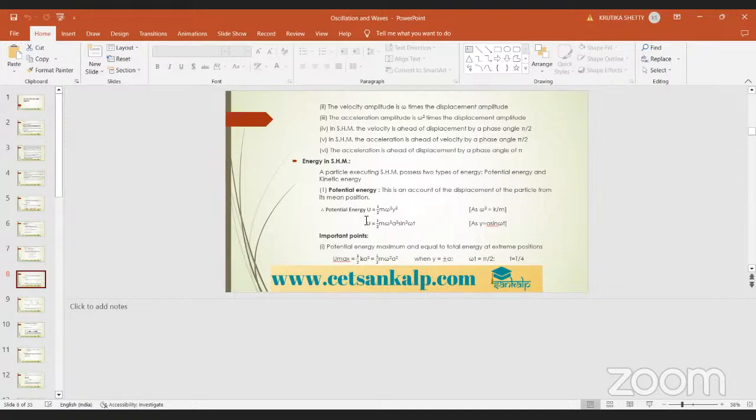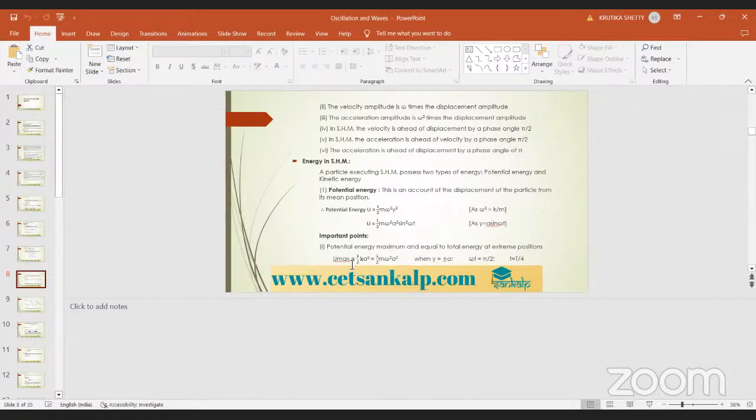Okay, we are looking at two equations for potential energy here. So please note down these two equations; later we can use them for the calculation part. Then where is this potential energy maximum? We just saw where velocity and acceleration are maximum and minimum. Now the term is potential energy. So the potential energy is maximum and equal to total energy at the extreme position.